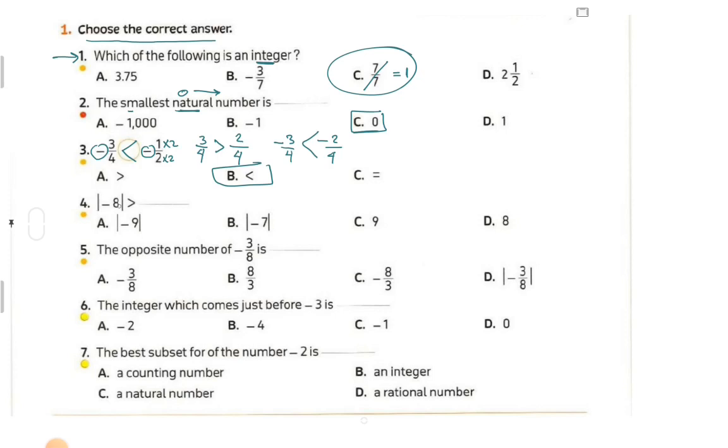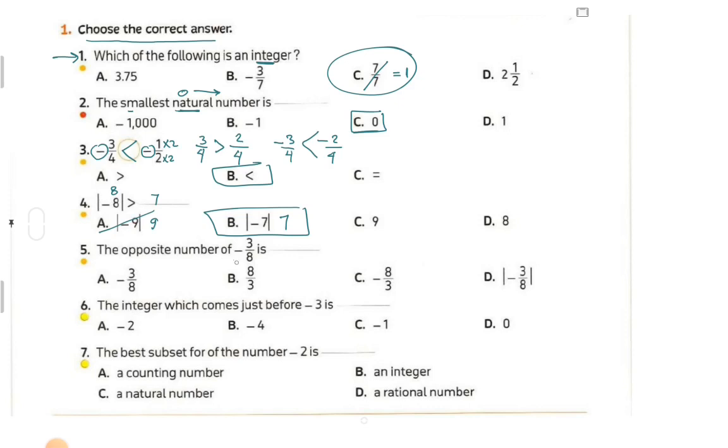Absolute value of negative 8 equals 8. 8 is greater than what? Is 8 greater than 9? Of course not. Absolute value equals 9. Here we have 7. Yes, 8 is greater than 7. Choose B.